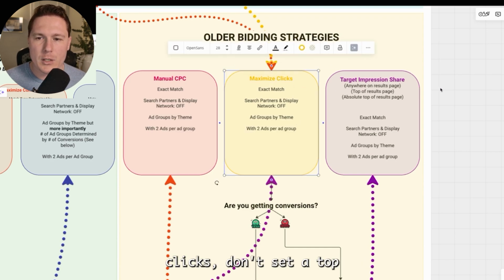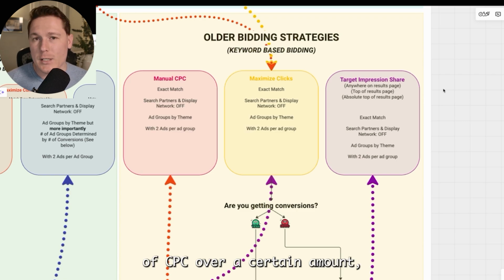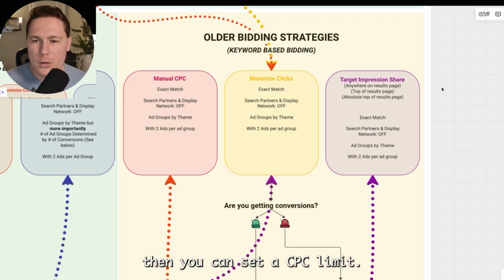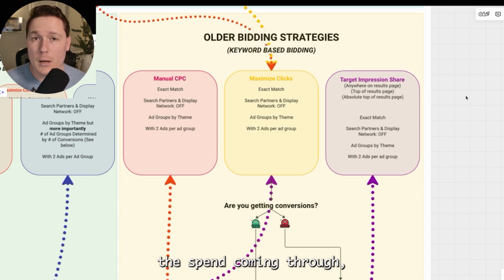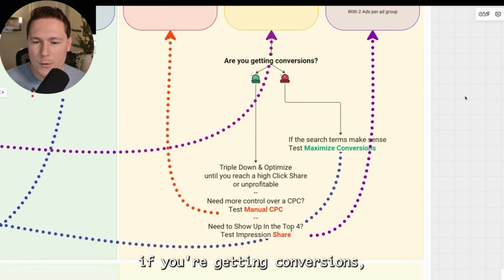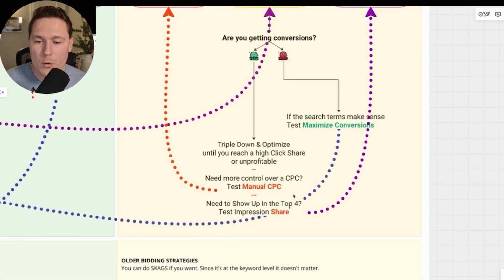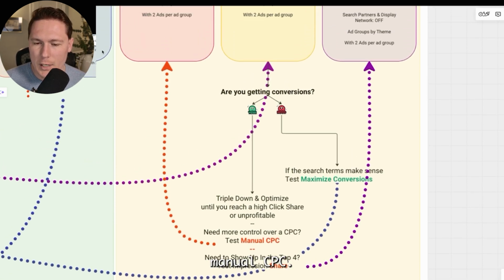When it comes to maximize clicks, don't set a top CPC limit on it yet. Just let it run. And if you're seeing a pattern of CPCs over a certain amount, just not really converting at an efficient level, then you can set a CPC limit. But make sure that you monitor the spend coming through as you go on. So again, if you're getting conversions, then triple down on that until you reach a high click share or you're unprofitable. And if you need more control over the CPCs, then you can test manual CPC.